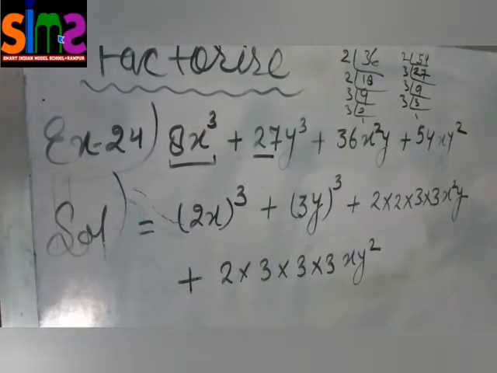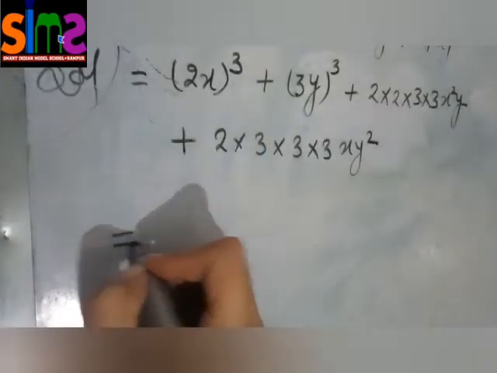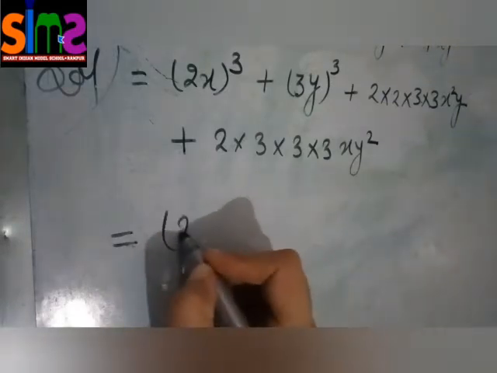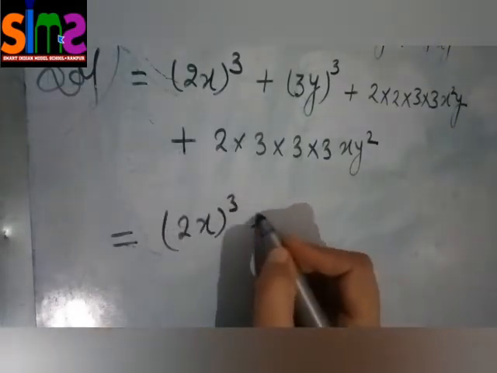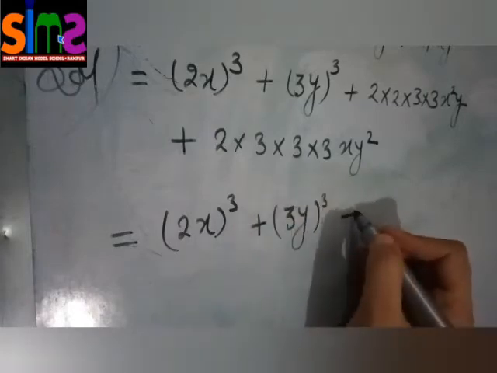So what will be the next step? As you know, we need to convert it into factorization form, so we will solve it. We will write down 2x cube as it is given, 3y and its whole cube plus.